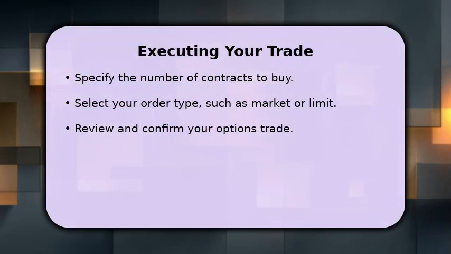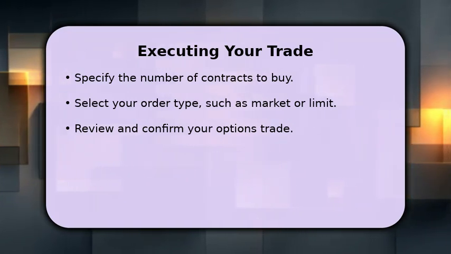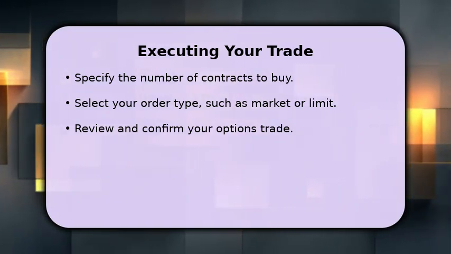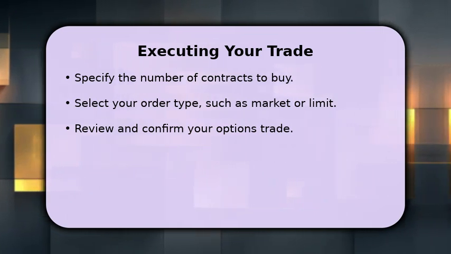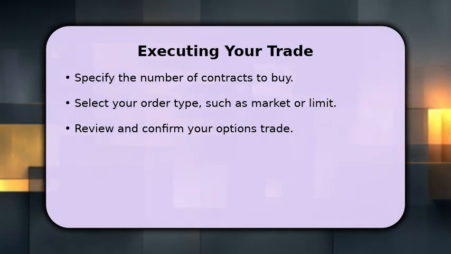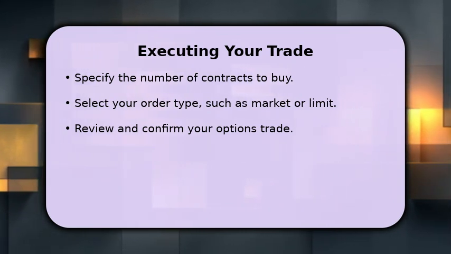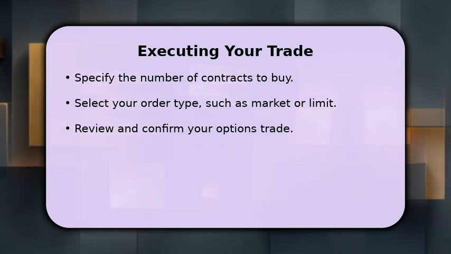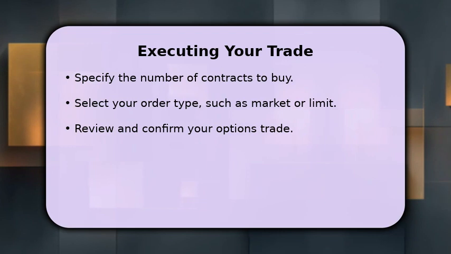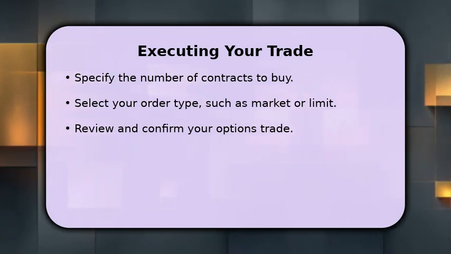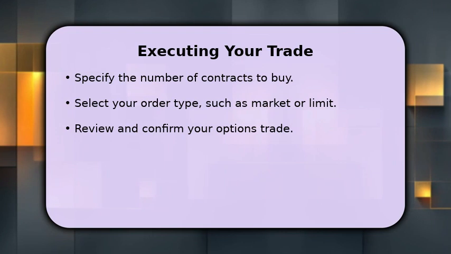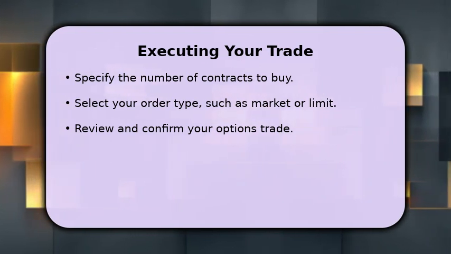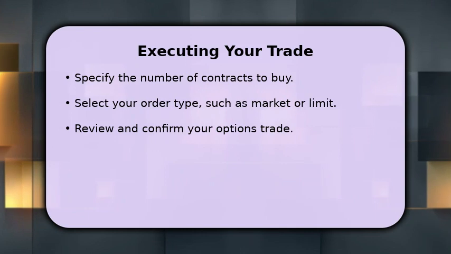With your option selected, it is time to place your order. You will need to specify the number of contracts you wish to buy. Remember, one contract usually represents 100 shares. Next, choose your order type, such as a market order for immediate execution or a limit order to set a specific price. Carefully review all the details of your trade, including the total cost, before confirming your options purchase.